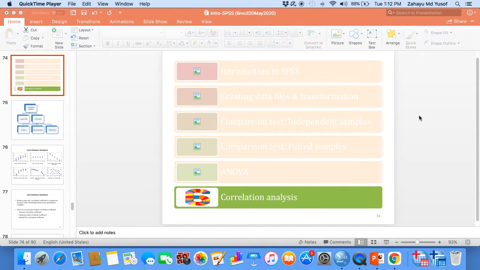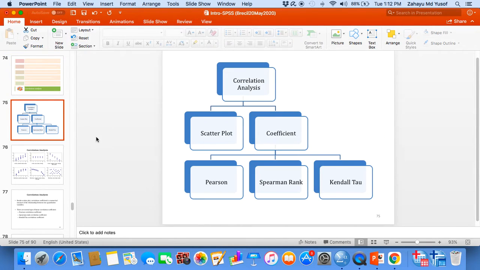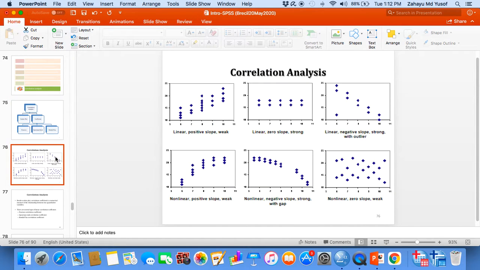Hi, correlation analysis is to evaluate the strength of relationship between two variables. When we have a look at this diagram, correlation analysis can be presented by scatter plot or coefficient values. Under this coefficient, we have three tests which are Pearson, Spearman rank, and Kendall-Tau. When we did our scatter plot, these are some of the examples of the output that we may get.